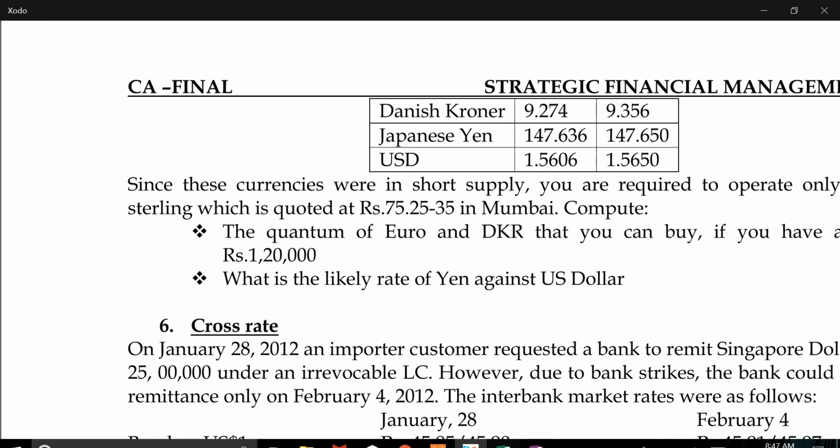Now, how much INR can be bought with 2 lakh Japanese yen? I have 2 lakh Japanese yen. Tell me how much INR I can buy with that.